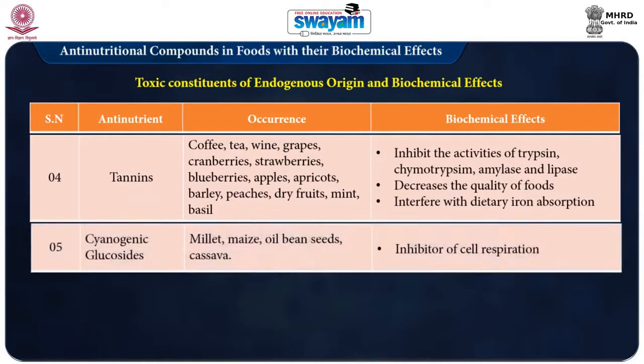The next one is cyanogenic glucosides. Now, these are generally found in millet, maize, oil bean, seeds and cassava. And the known biochemical effect is that they are inhibitors of cell respiration.